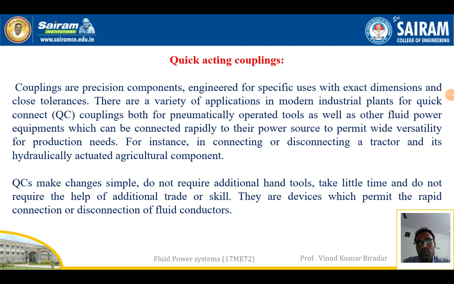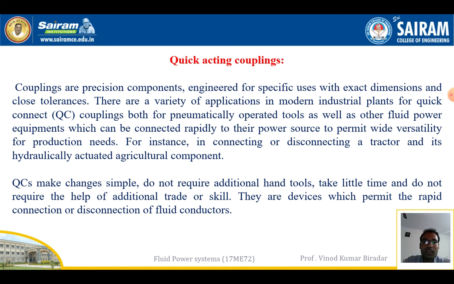Normally couplings are used in a hydraulic power system. A coupling is nothing but joining one part to another part. In mechanical engineering, we can say that a coupling's main use is for connecting the parts, connecting the devices. That is the main function of this coupling. Couplings are precision components, that is, components engineered for a specific use with exact dimensions and close tolerance. There are a variety of applications in a modern industrial plant for a quick connect, called QC coupling for short.